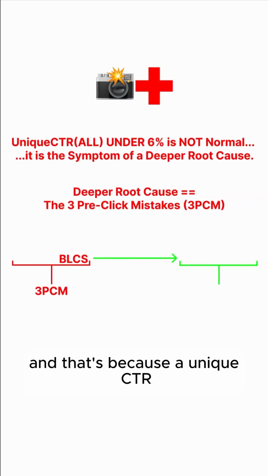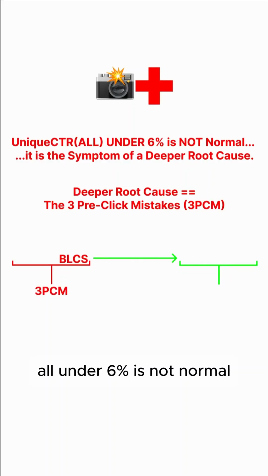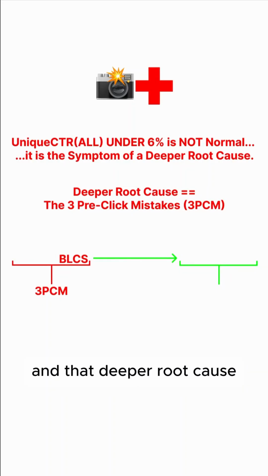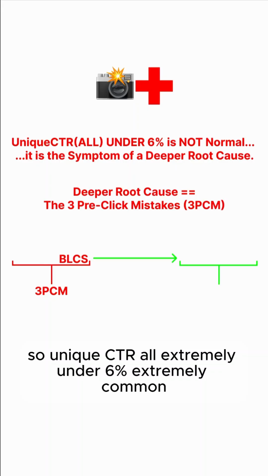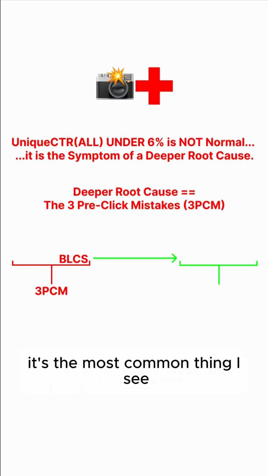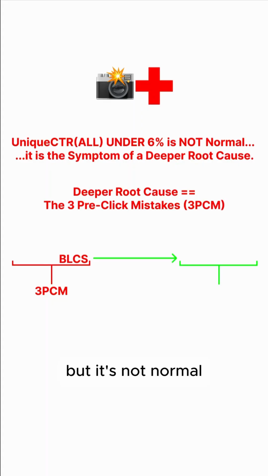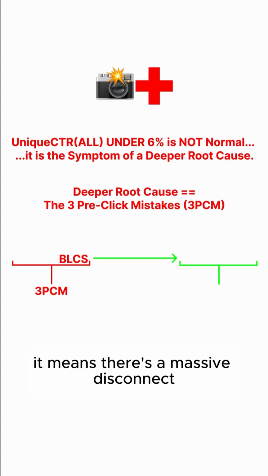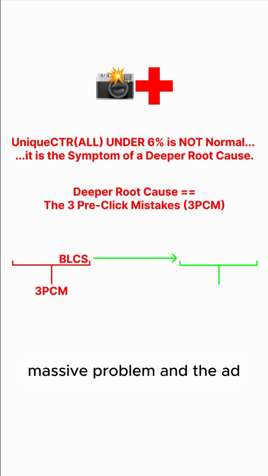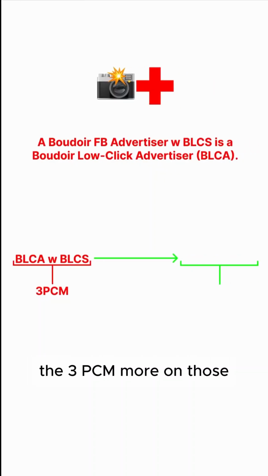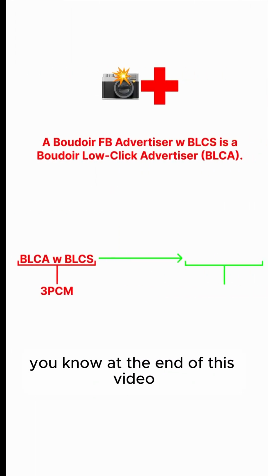And that's because a unique CTR all under 6% is not normal. It is a symptom of a deeper root cause, and that deeper root cause is the 3 pre-click mistakes. So a unique CTR all extremely under 6% is extremely common. It's the most common thing I see with Boudoir Facebook advertisers. But it's not normal. It means there's a massive disconnect, a massive problem in the ad. And the deeper root cause is the 3 pre-click mistakes, the 3 PCM. More on those at the end of this video.